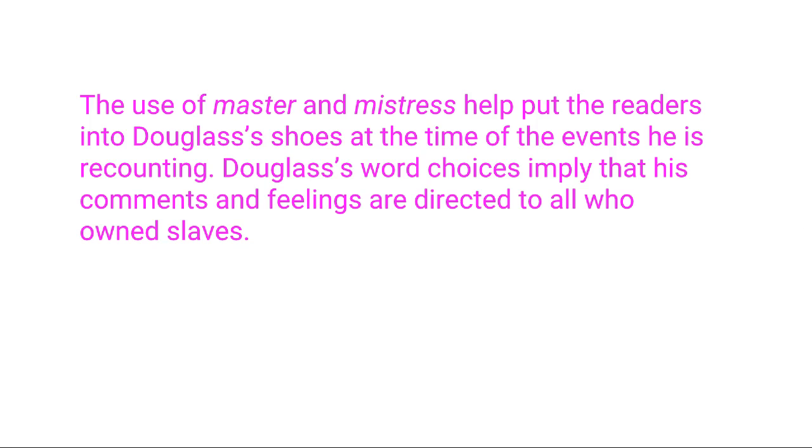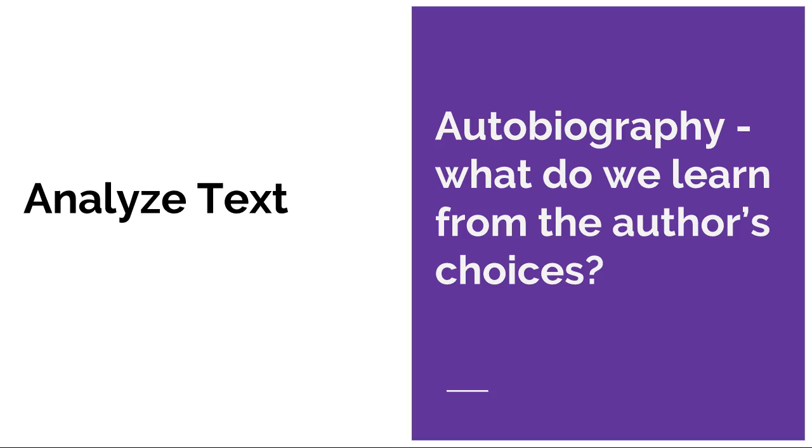The use of master and mistress help put the readers into Douglass's shoes at the time of the events he is recounting. Douglass's word choices imply that his comments and feelings are directed to all who owned slaves. Douglass writes a long paragraph about his mistress. He begins by praising her, but then he describes how her behavior changed because of her husband's influence and because of slavery itself.